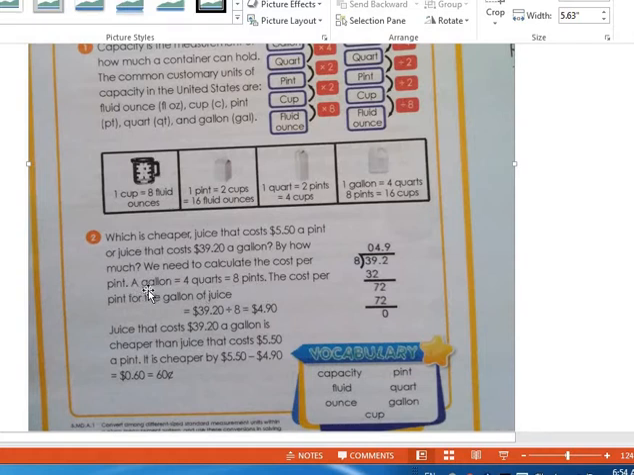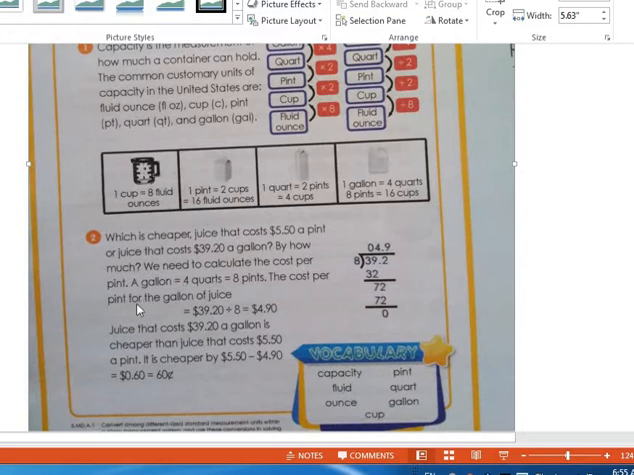So I will convert from gallon to pint. What should I do when I convert from gallon to pint? I multiply from the greater unit to the smaller unit. So 1 gallon equals 4 quarts, which equals 8 pints, because 1 quart equals 2 pints, so 4 quarts equal 8 pints.